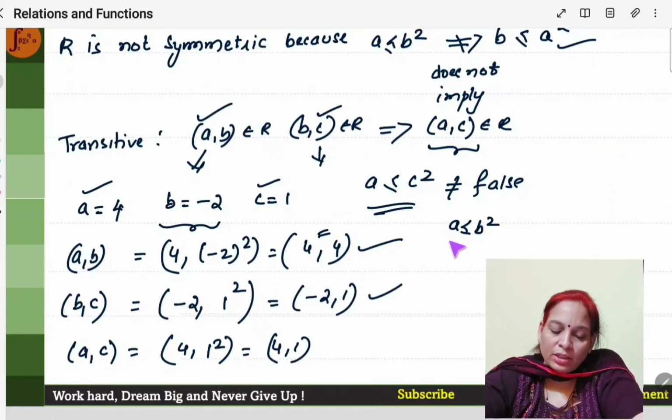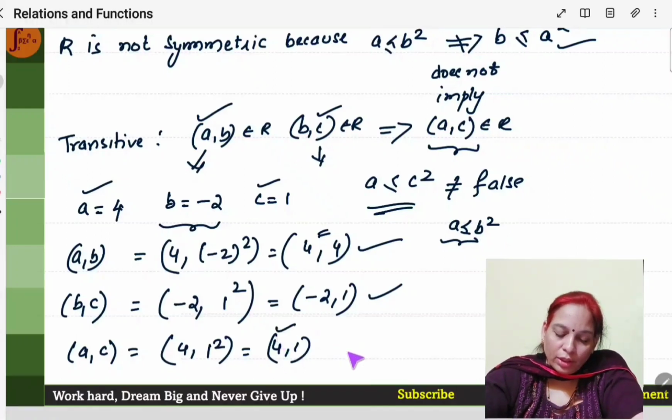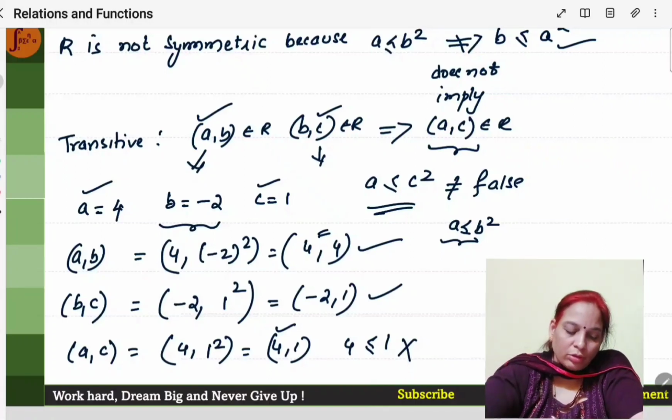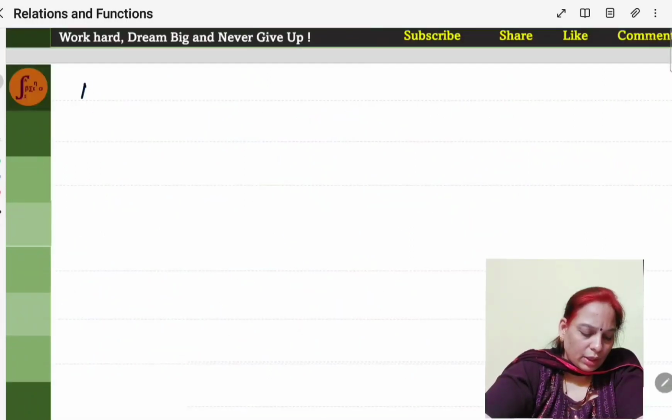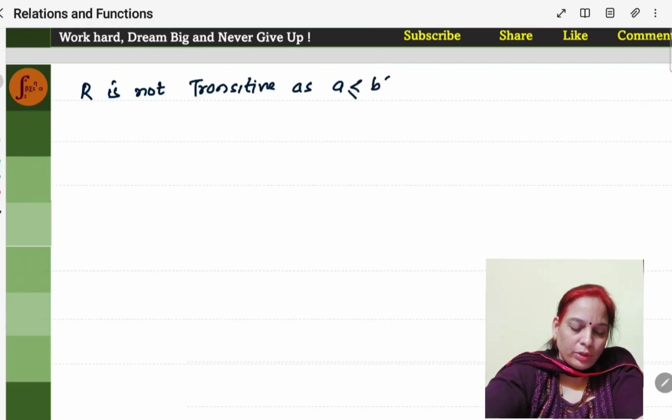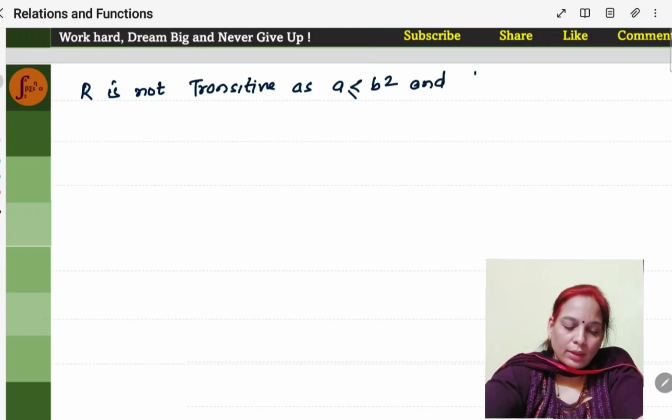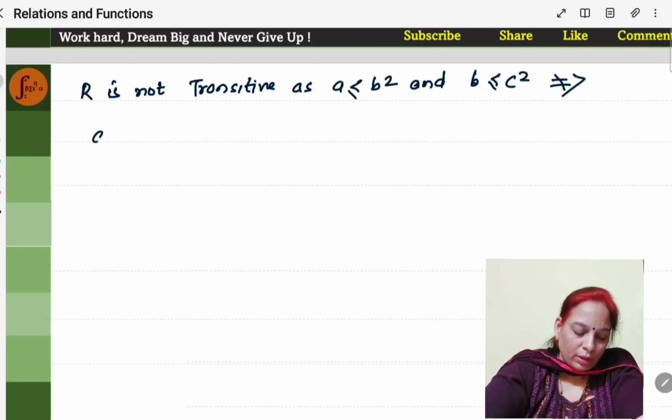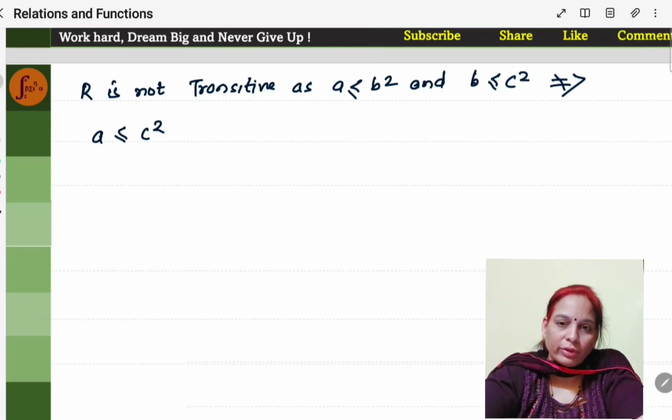Now, what is the relation it has to satisfy? A less than or equal to B square. Right? So, you have 4. Is 4 less than or equal to 1? No. Therefore, this is not transitive. Right? So, we'll say R is not transitive as A less than or equal to B square and B less than or equal to C square does not imply that A is less than or equal to C square. Example we've already given.